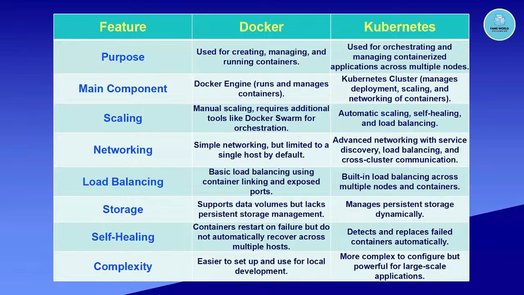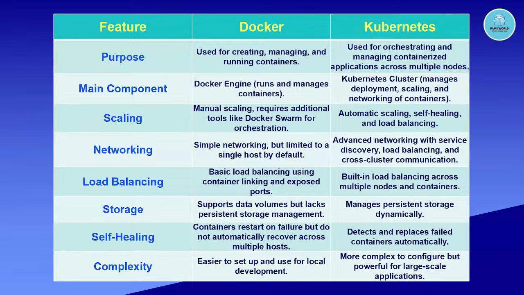When we talk about the networking features in Docker, it is simple networking but limited to a single host by default. Whereas in Kubernetes, there is advanced networking with service discovery, load balancing, and cross-cluster communication. Simply, Kubernetes has networking features such that cross-cluster communication is also possible. Networking of containers is possible in Kubernetes, whereas Docker is single host by default.